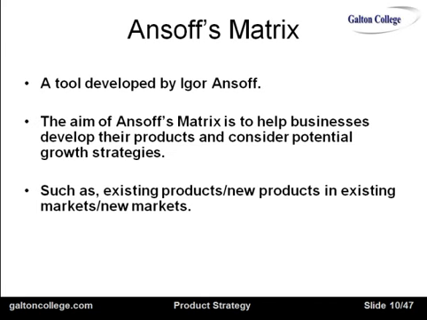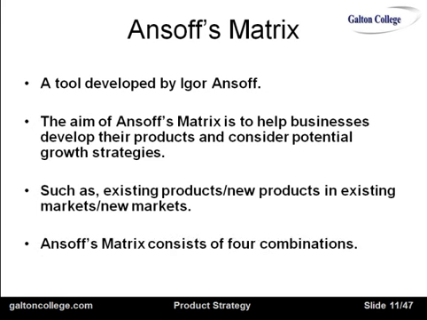So, what way to move? To stay with the existing product, develop a new product, stay in existing markets, or try to get into new markets. So there are different strategies that can be looked at. And Ansoff's Matrix really consists of four combinations. The four combinations we've already suggested here by looking at existing products, new products, existing markets and new markets. So we have a sort of a fourfold division there.